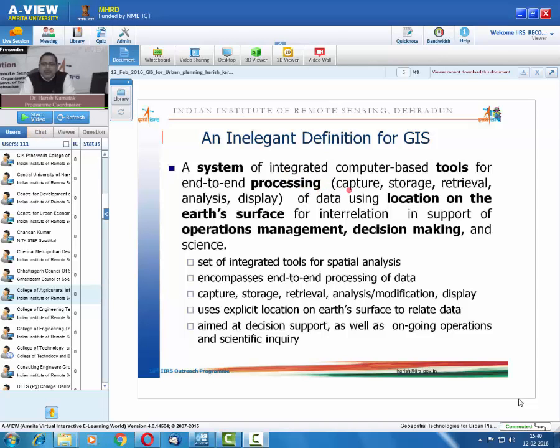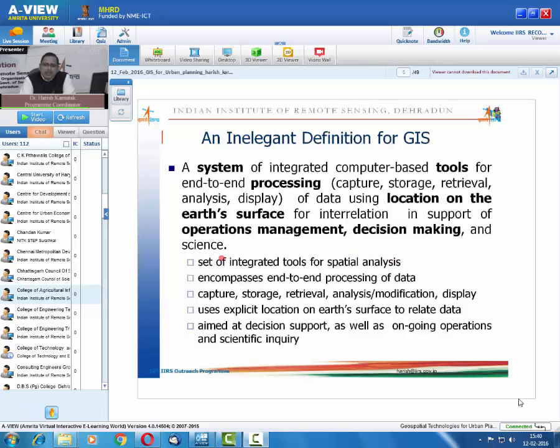So GIS will give you processed data as information, which you can retrieve through many tools available in the GIS, and it will also give you the capability to analyze this data and display or present it in a meaningful way in the form of a map, information system, or any other reporting system, charts and so on. It uses location-specific data, basically data using location on the Earth's surface for interrelation in support of operational management, decision making and scientific activities. So these are the three major activities supported by GIS: operational management, decision making and scientific studies. And it is a set of integrated tools for spatial analysis.